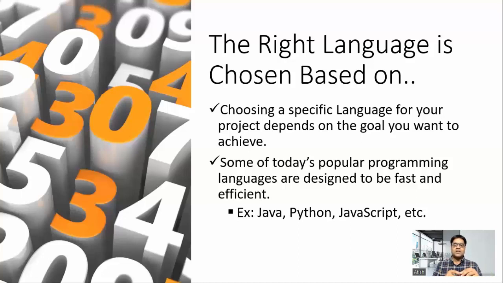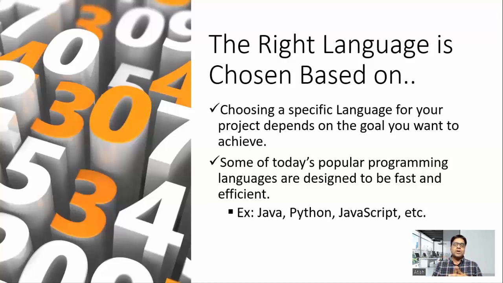Some of today's popular programming languages are designed to be fast and efficient. If you take Java, it is known as a platform independent and architecture neutral programming language. Java uses the slogan: write once and run anywhere. Once you develop an application using Java for one particular operating system, it is not tied to that operating system. It can be executed on any operating system. That's why you can say write once and run anywhere.